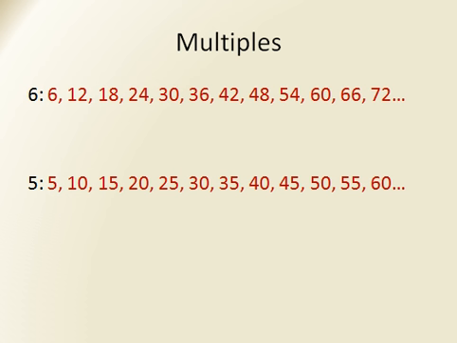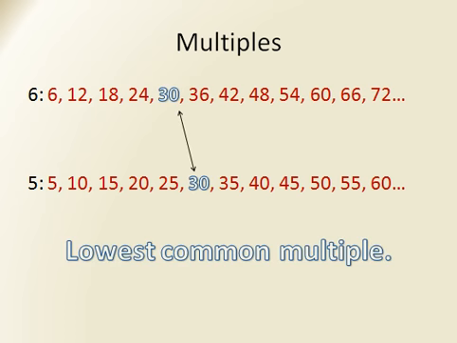You get the pattern. To find the lowest common multiple, you simply list out the multiples until you find the smallest, the lowest number the two lists have in common. Here, the lowest common multiple is 30. It's the lowest number, the smallest number that shows up on both lists.